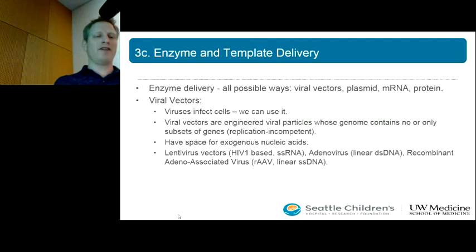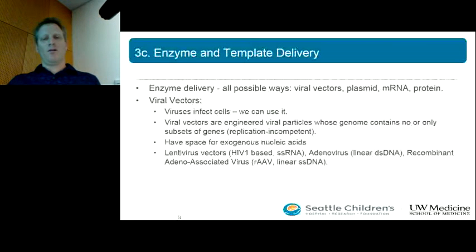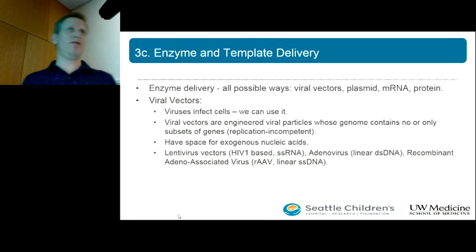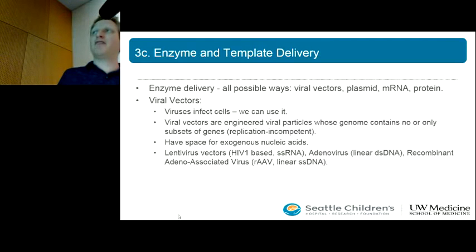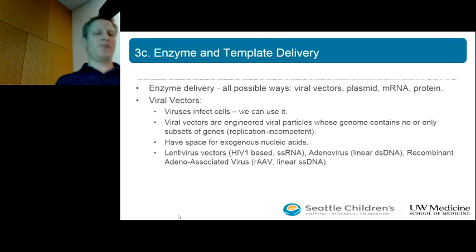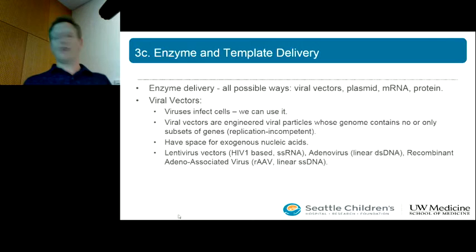And viral vectors, we can look at them as engineered viral particles. We took out or removed the genome of the virus, which makes it replication incompetent, because you don't want to replicate. You don't want to infect with a replicating virus, which later will kill your cell. And when you remove the viral DNA, the viral genome, you also make space to put in your own sequence of nucleic acids. So there are different vectors.